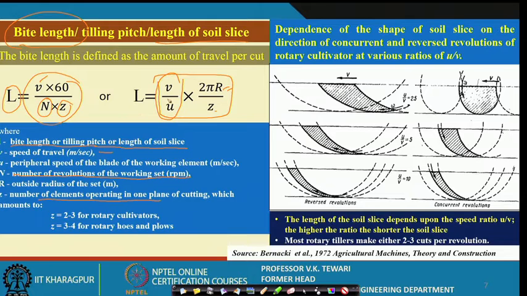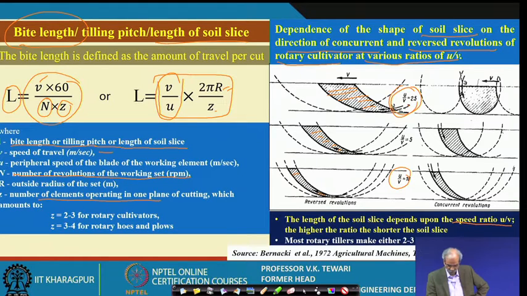You can have a look on this side. We have shown the dependence of the shape of the soil slice on the direction of concurrent and reverse revolutions, which is very important on the rotary cultivator, at various ratios of U and V. You can see the length of the soil slice depends upon the speed ratio U by V. As U by V is increasing, for example, when U by V is 2.5, this is the cut. When it goes to 5, you can see the amount has come down. When it comes to 10, it has come much less.